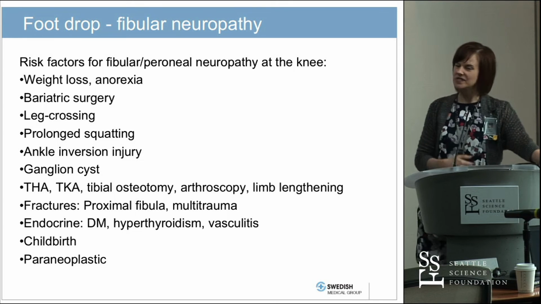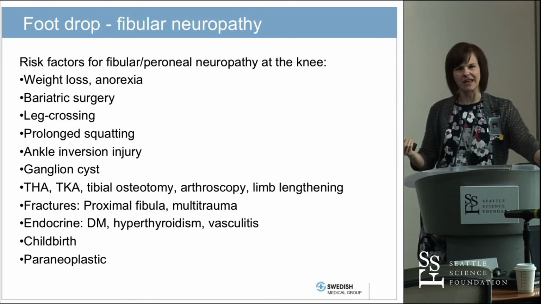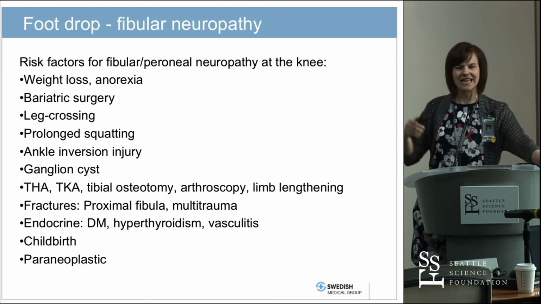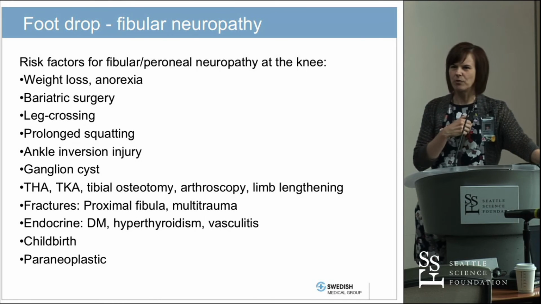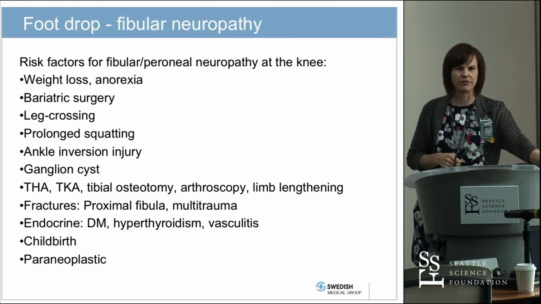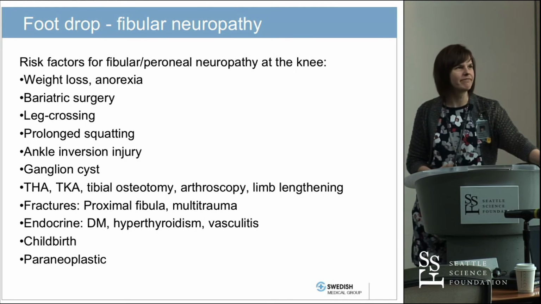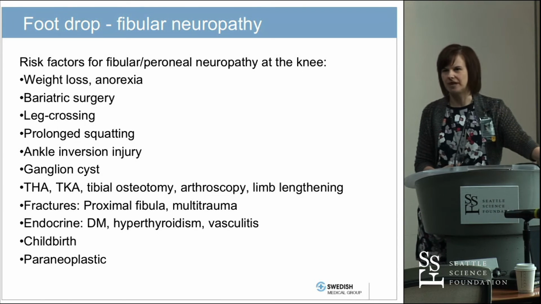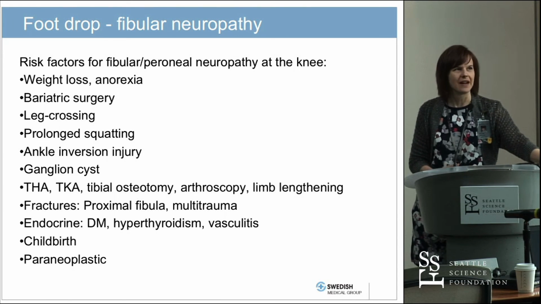And then ganglion cysts, which is interesting because we don't think about ganglion cysts around the knee, but there is an interarticular nerve branch to the joint itself that can then track joint fluid back to the fibular nerve around the fibular head. So THA, TKA, arthroscopy, osteotomy, limb lengthening procedures are all risk factors, and obviously fractures.